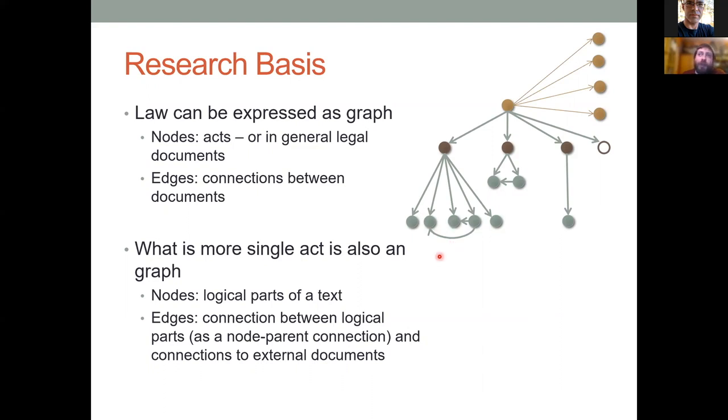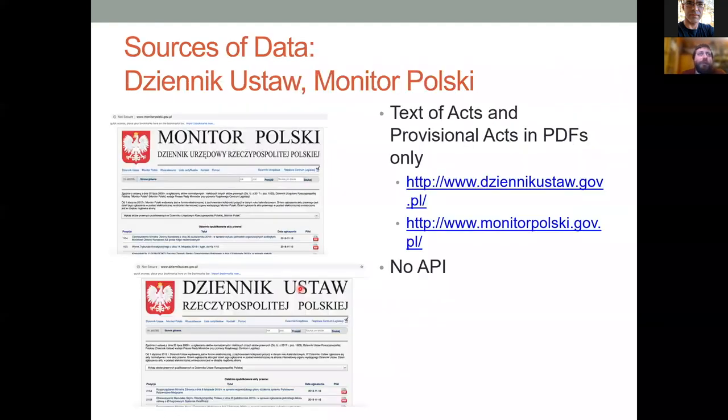So the nodes would be logical parts of the text. You can have a top node, which is a chapter of some kind of law, and then you go to the articles, points, subpoints, letters, so the characters and stuff like that. And the edges are connections between the logical parts, parent connections, and connections to external documents. So what are the sources of data?